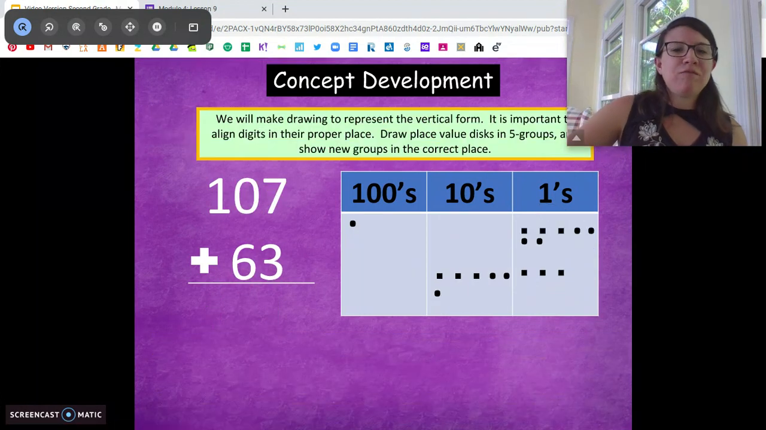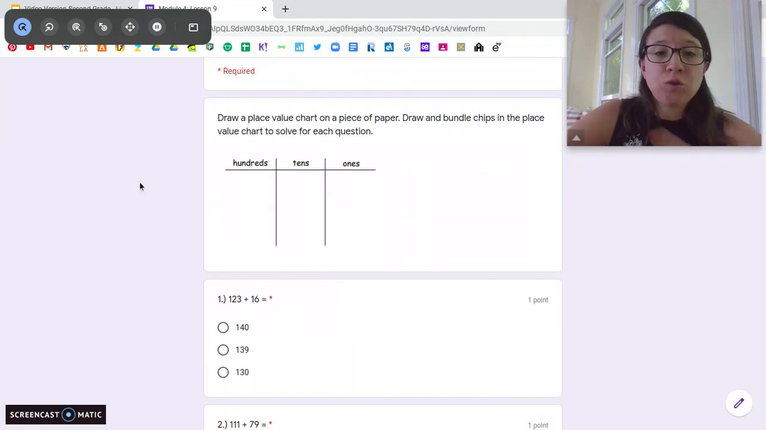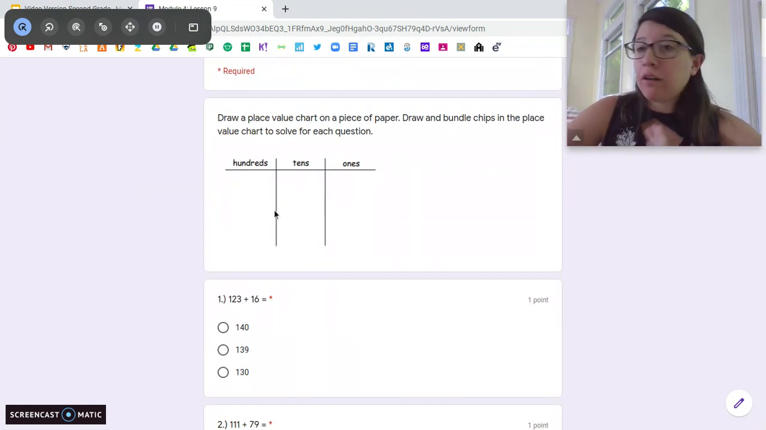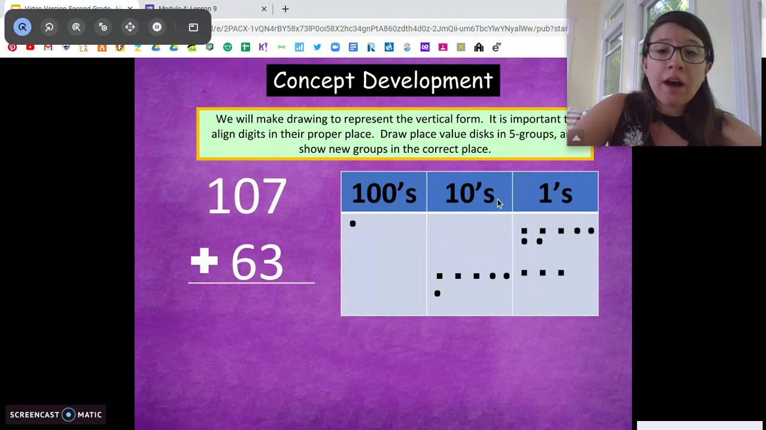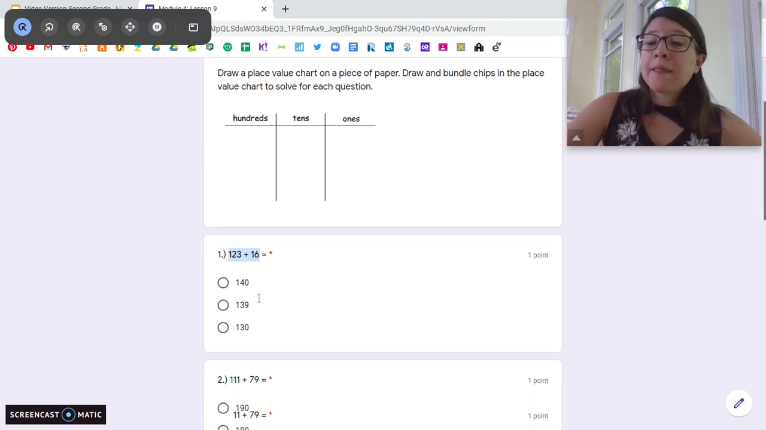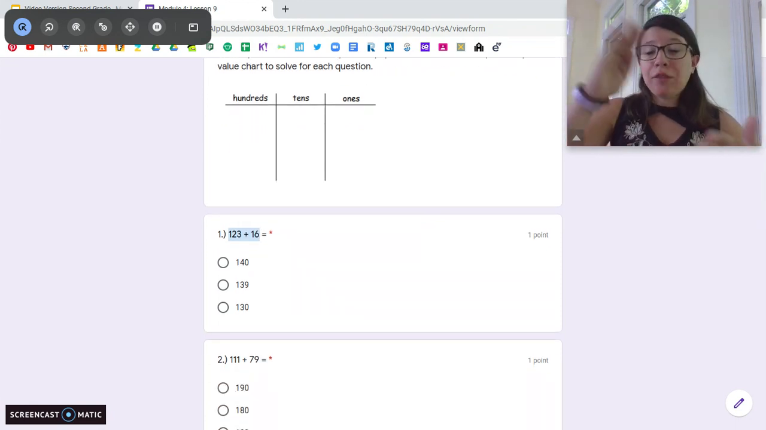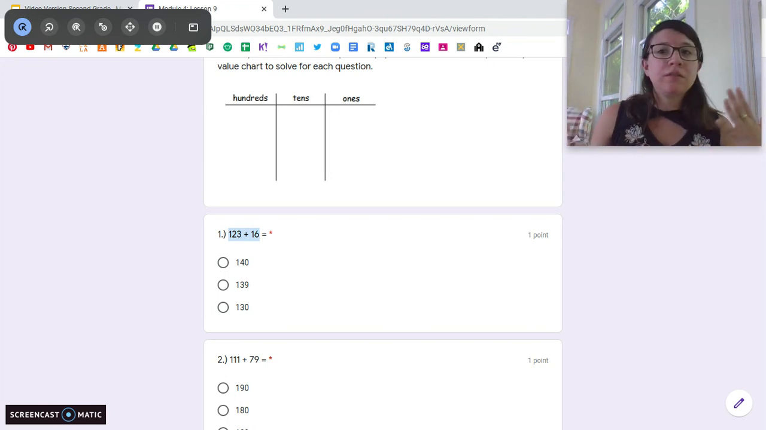Good job. All right. So I want to get us into our exit ticket. What you're going to do on your exit ticket today is draw a place value chart on your own piece of paper, just like we did in the lesson. And then you're going to draw the chips just like we did in the lesson. You're going to draw the chips to represent 123 plus 16. Then your next step is to add the ones, bundle a group of 10, move them over with the arrow, count, solve it on the vertical form, and write your answer down.